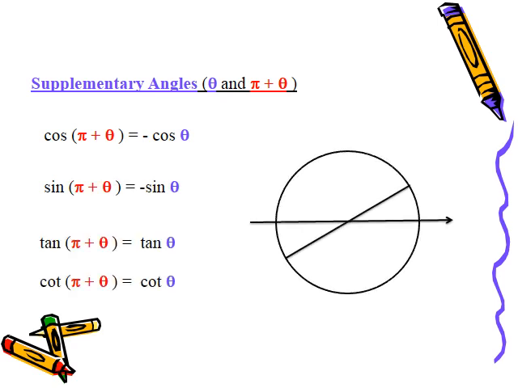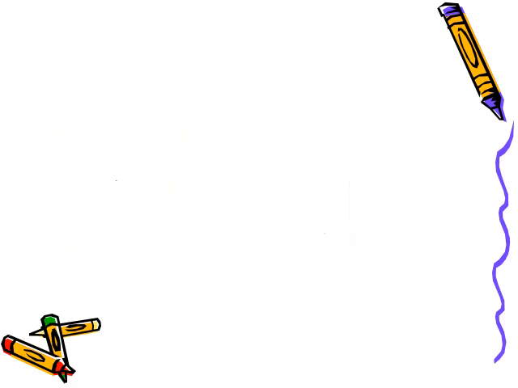Cotangent pi minus theta is equal to minus cotangent theta. Angles theta and pi plus theta. Cosine pi plus theta is equal to minus cosine theta. Here is negative. Sine pi plus theta is equal to minus sine theta. Tangent pi plus theta equals tangent theta. Cotangent pi plus theta equals cotangent theta.